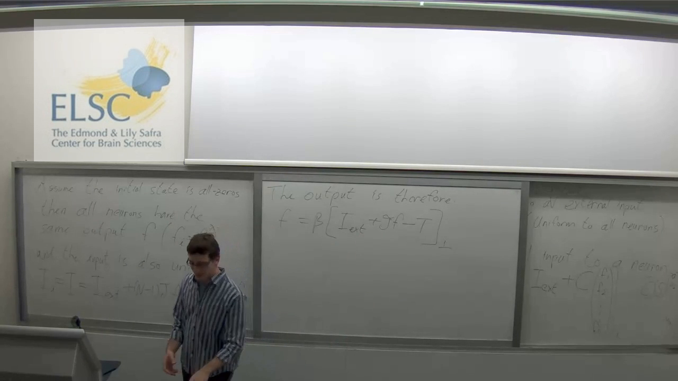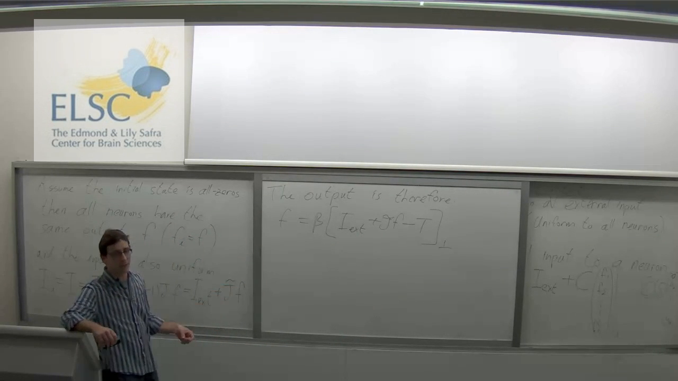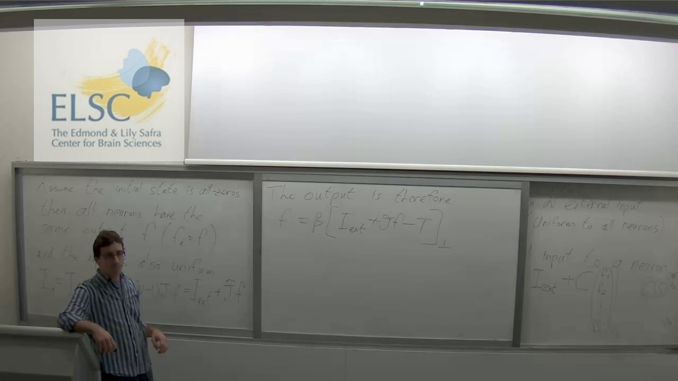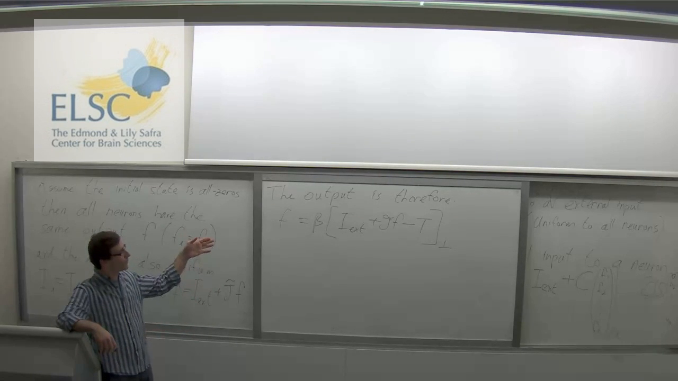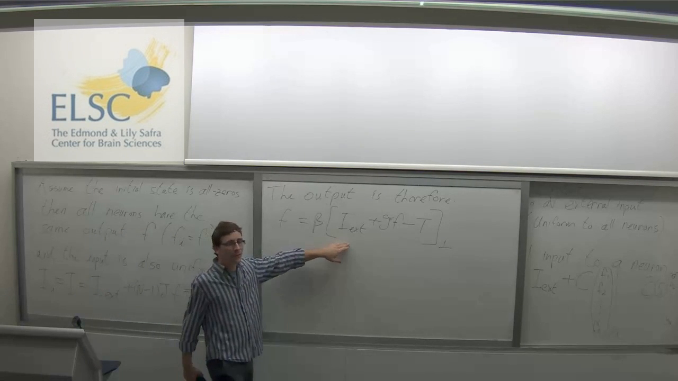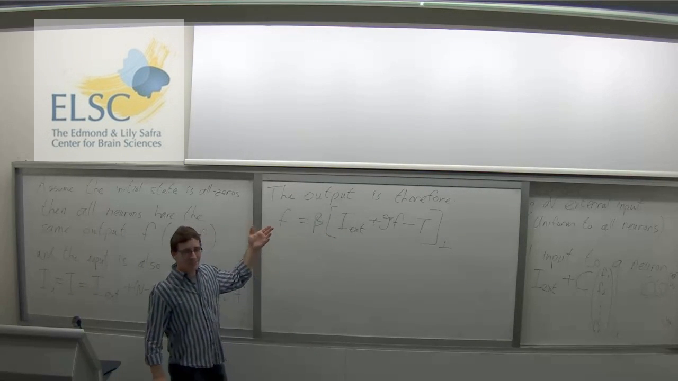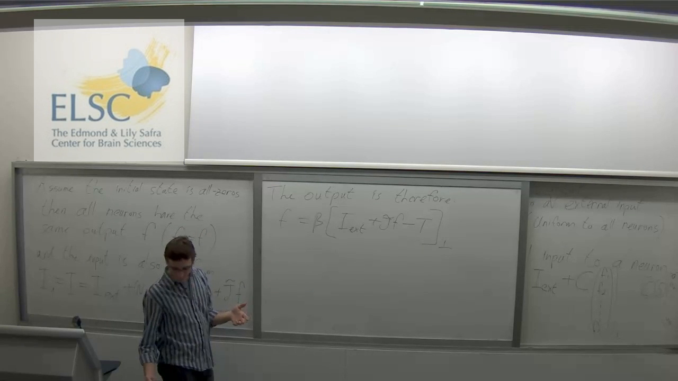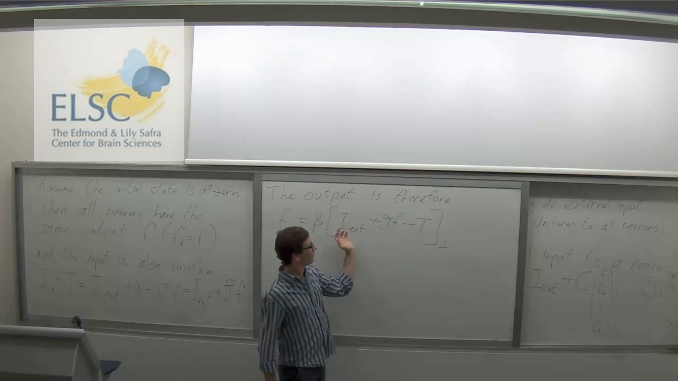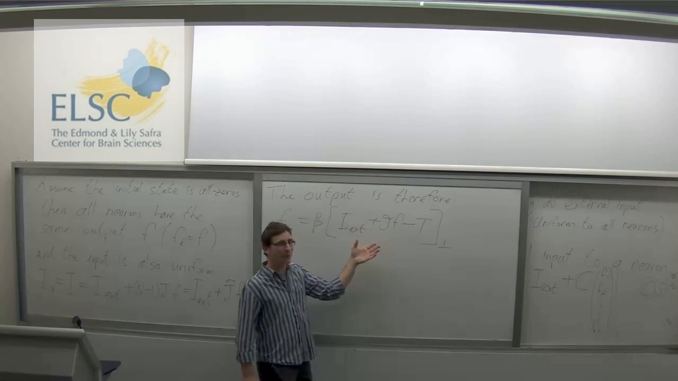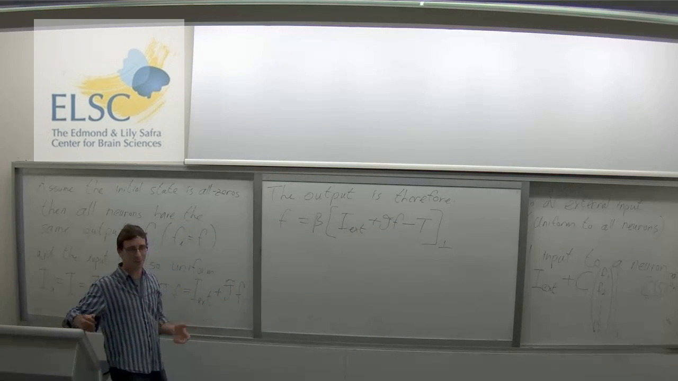Suppose I told you we start off with a 0 initial state. If the I external is too low to pass the threshold, nothing is going to happen. Even after one time step, it's all going to stay 0. So F equals 0 is the steady state, because if I external is less than T, this is going to be 0, and that's going to be 0, and nothing is going to change.